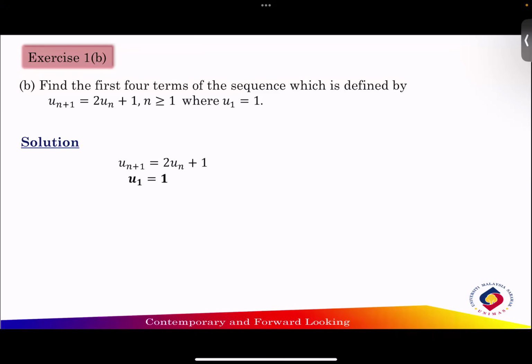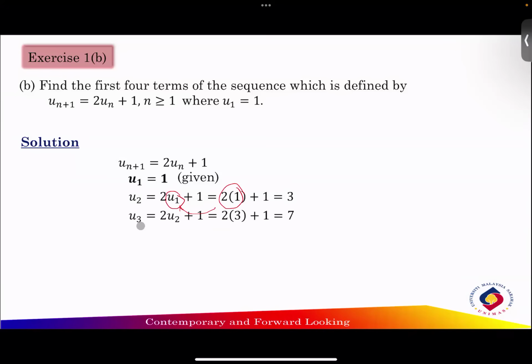So let's see u1, since the question gives that u1 is equal to 1. Okay, so u2 is equal to 2u1 plus 1. So you are going to use the 1 here, substitute the number from here. Why do you substitute 1 from here? Because you see u1 is here. Okay, so that's why 2 times 1 plus 1 equal to 3.